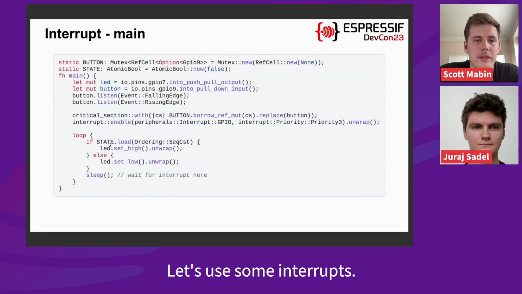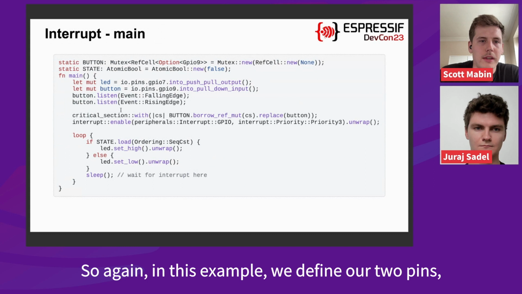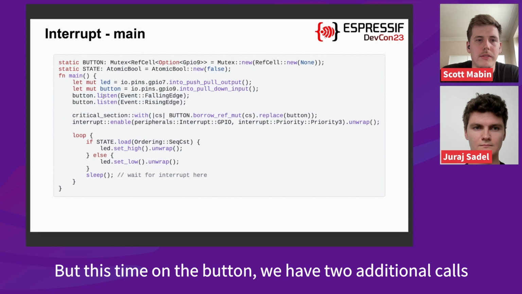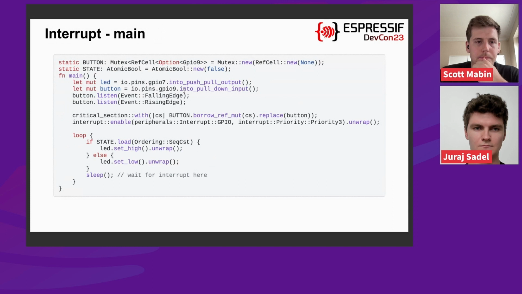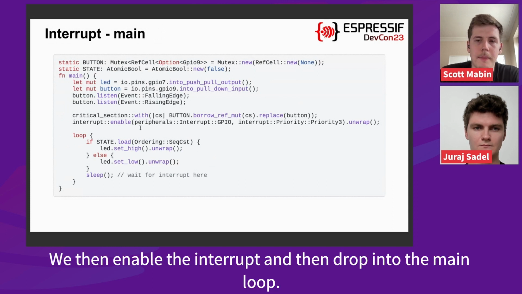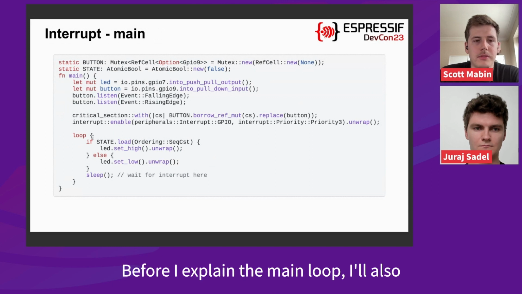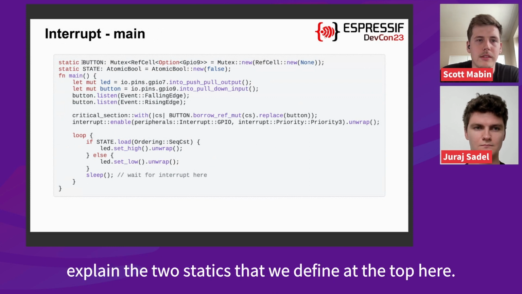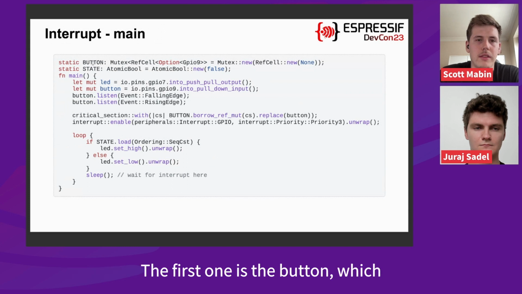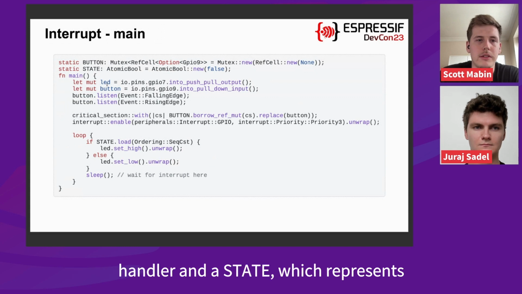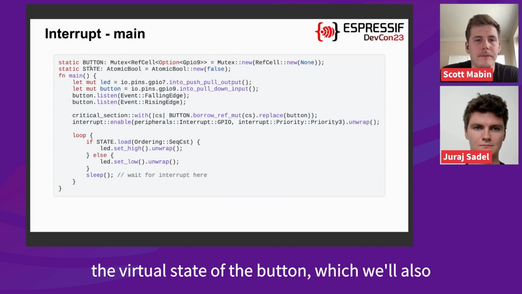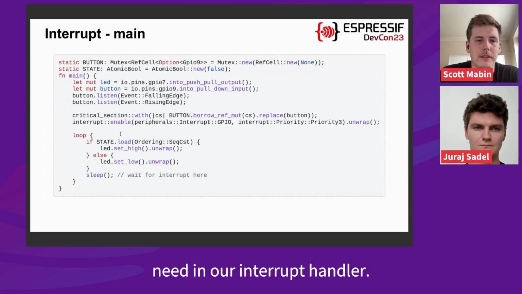Let's try and leverage the hardware. Let's use some interrupts. So again, in this example, we define our two pins, but this time on the button, we have two additional calls to listen for the falling edge and the rising edge. We then enable the interrupt and then drop into the main loop. Before I explain the main loop, I'll also explain the two statics that we define at the top here. The first one is the button, which we'll need global access to in our interrupt handler, and a state, which represents the virtual state of the button, which we'll also need in our interrupt handler.